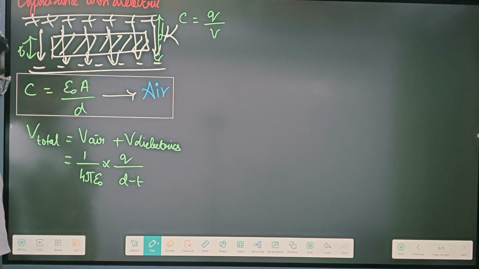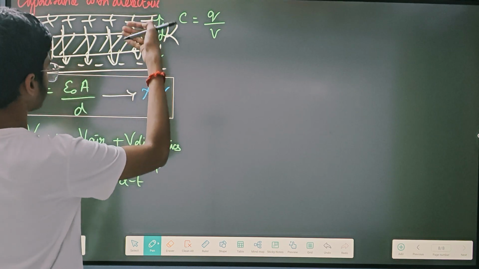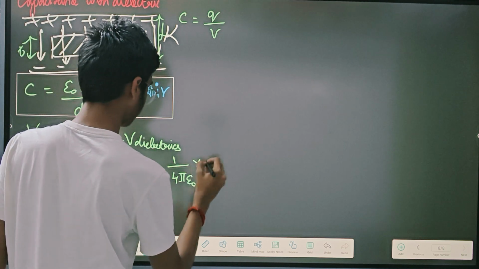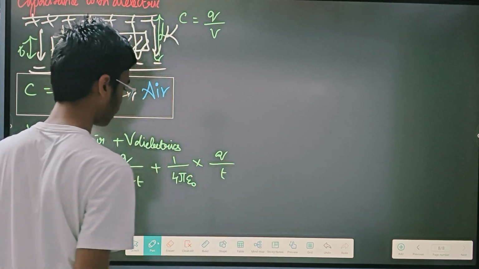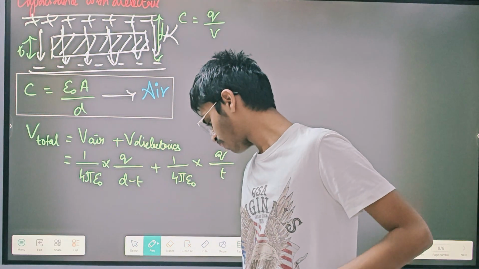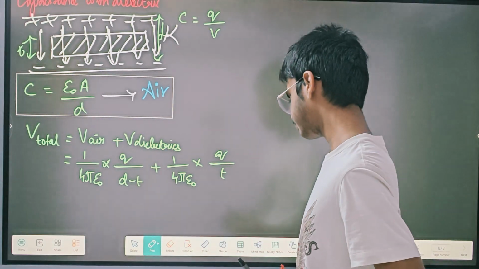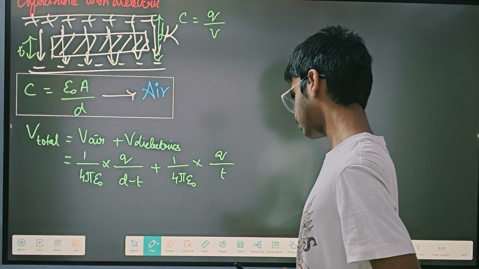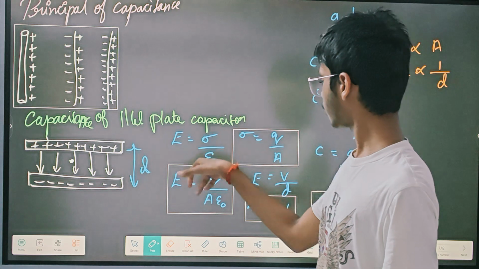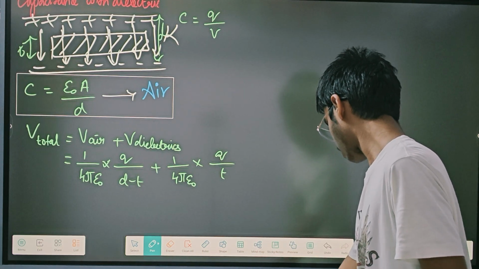Plus the voltage in the dielectric. So for the dielectric it will be 1 by 4 pi epsilon naught into Q into T. Like this you can write. But since we have taken, yes, this is correct only. See, how have we taken here? We have used this formula, so here also we are going to use the same formula.